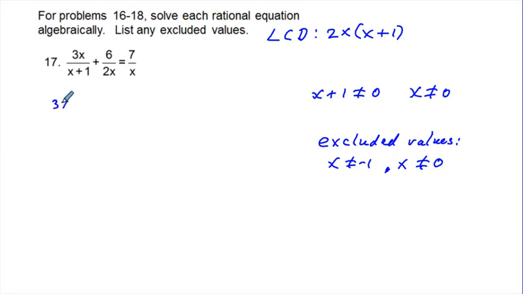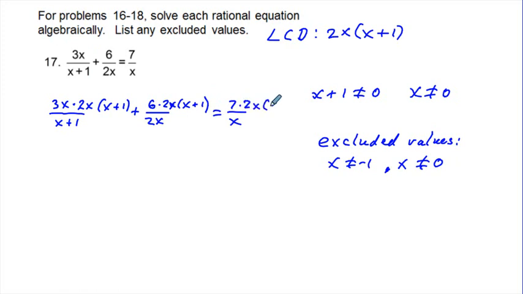So for the first fraction, we have 3x over x plus 1, and we're going to multiply this fraction by 2x times quantity x plus 1, and then we have plus 6 over 2x, and we multiply this by 2x times quantity x plus 1. And then finally, equals 7 over x. We're going to multiply this by 2x times quantity x plus 1.